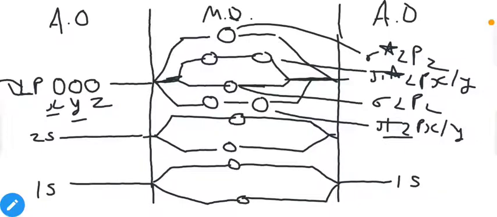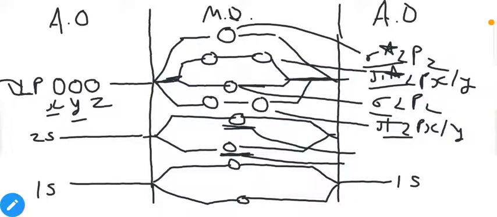So all the pi and sigma orbitals are bonding and the star orbitals represent antibonding, and these two are, as mentioned earlier, one sigma antibonding and one sigma bonding. This will be sigma antibonding, this will be sigma bonding, just like before.